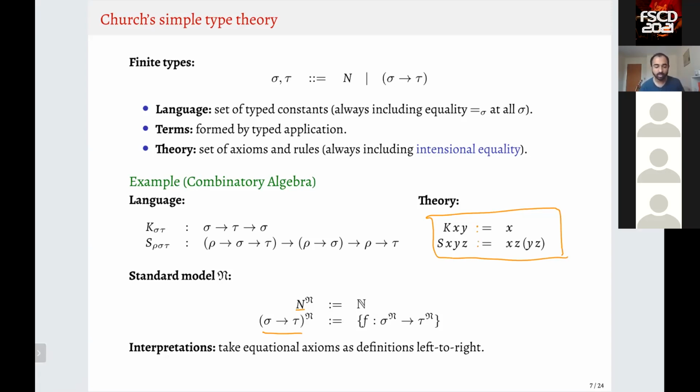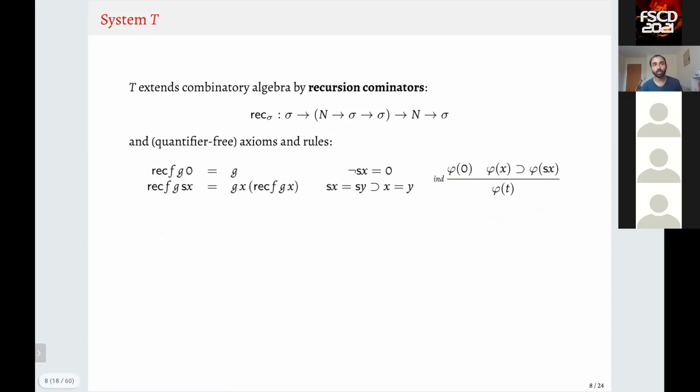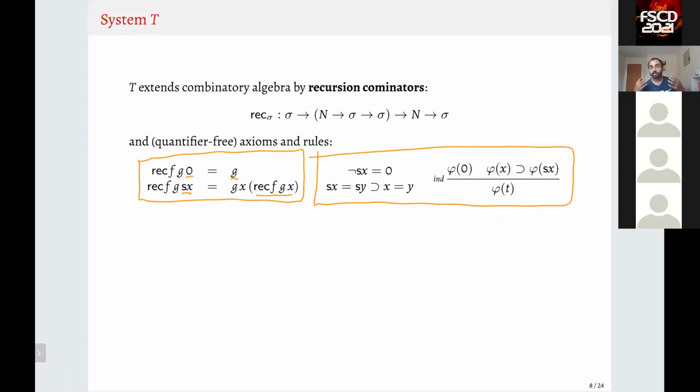And then from here, we can easily arrive at system T by simply adding recursion combinators. So recursion combinators are axiomatized as follows. And if you look at it, all it's doing is implementing a form of recursion on a single numerical argument. So if your argument is 0, then you return a function you've already defined. And if it's non-zero, then you run a function that may have a recursive call, so on a lower argument. And finally, to finish the specification of T, we add some quantifier-free axioms and rules, which tell us that 0 and successor form a free and inductive structure. So we're getting pretty close to the structure of the natural numbers now.